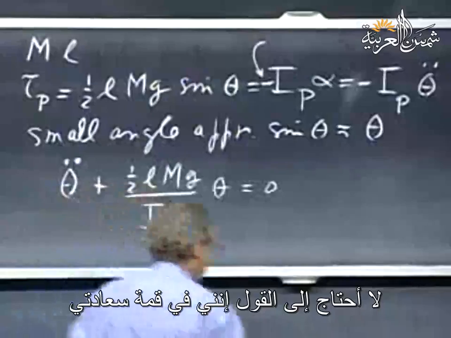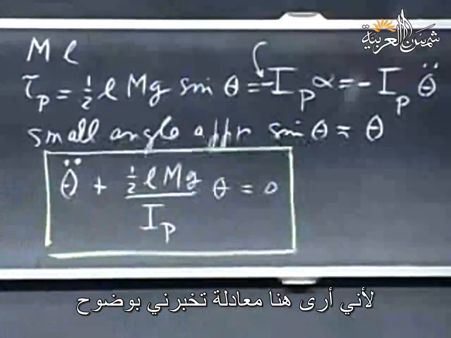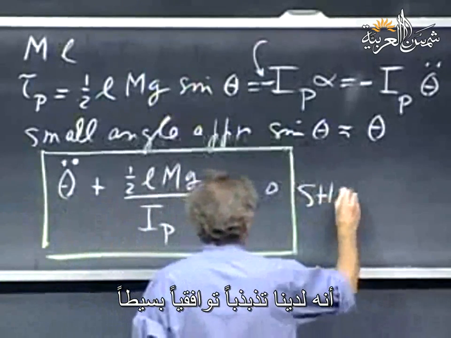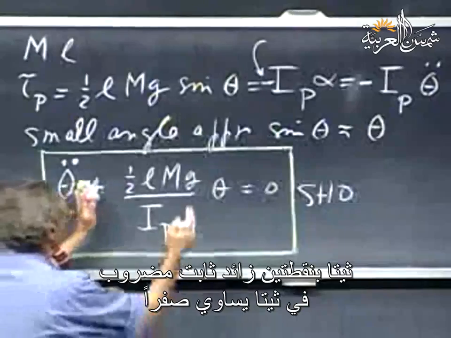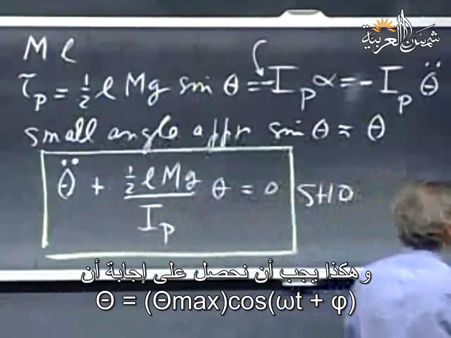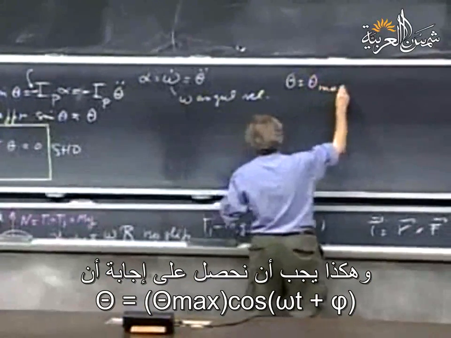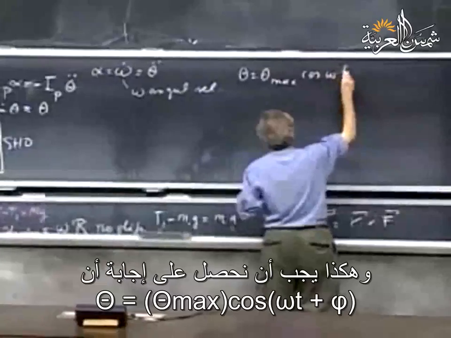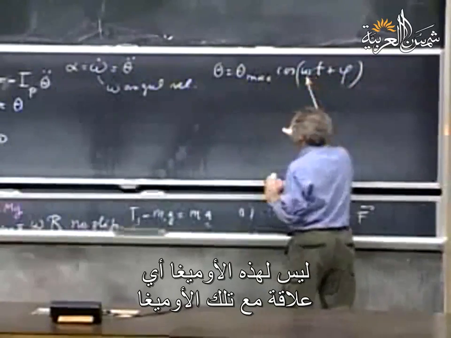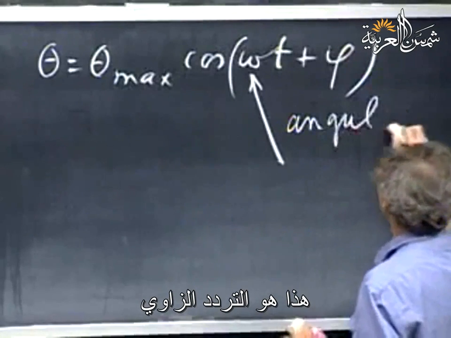Needless to say, I'm happy like a clam at high tide because I see here an equation which clearly tells me that we have a simple harmonic oscillation. Theta double dot plus a constant times theta is 0. And so we must get as a solution that theta must be some maximum angle times the cosine of omega t plus or minus phi. This omega has nothing to do with that omega. This is the angular frequency.